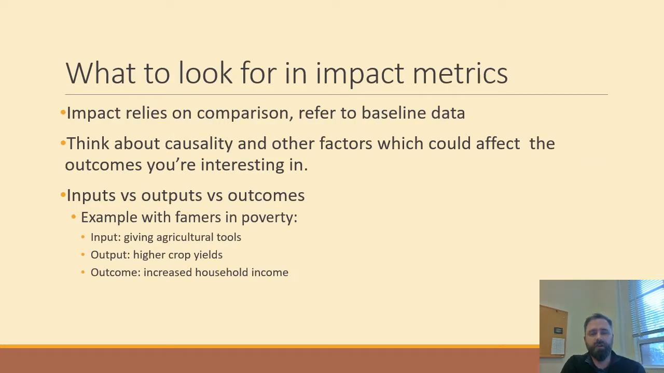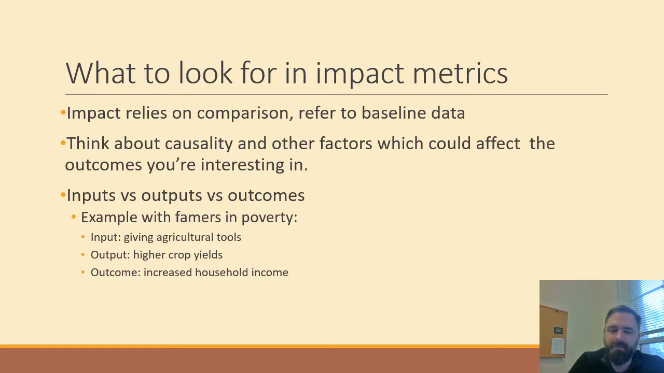Okay, what to look for in impact metrics? As I hinted, impact relies on comparison, referring to baseline data. You could be referring to individuals before and after they received the intervention of your organization. You could be comparing individuals who received your intervention versus those who didn't. The best type of data has some sort of comparative aspect to it. Another thing to think about is the causality and the other factors which could affect the outcomes you're interested in. So if you're trying to measure the outcomes of your organization, you have to think about, okay, what else could be affecting those outcomes?